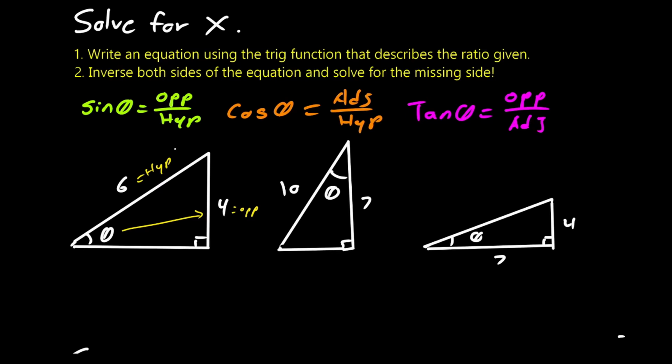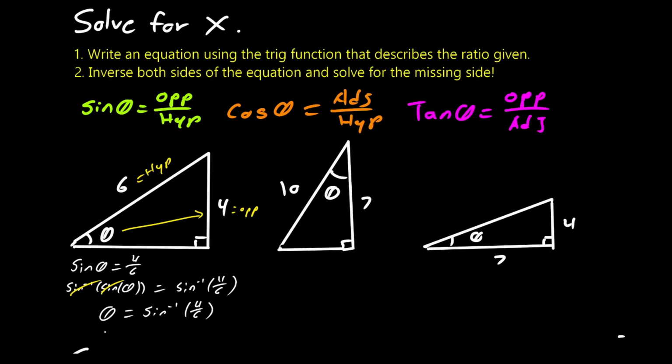Do we have a ratio that is the opposite to the hypotenuse? Oh, it's sine. So we can write sine of theta is equal to 4 over 6. Alright, now let's just inverse sine both sides. Theta equals the inverse sine of 4 over 6, and these two sines cancel each other out, and we get theta is equal to the inverse sine of 4 over 6.